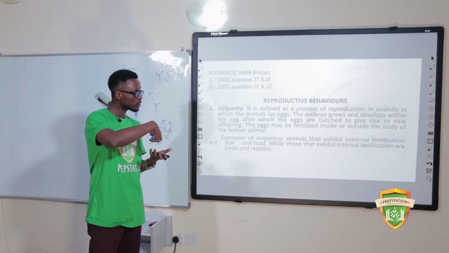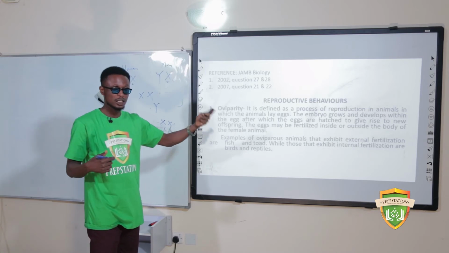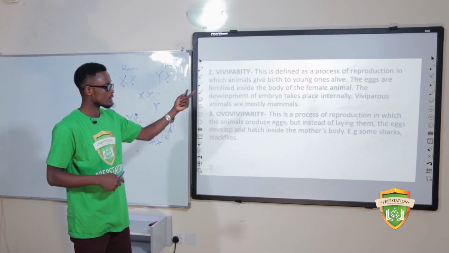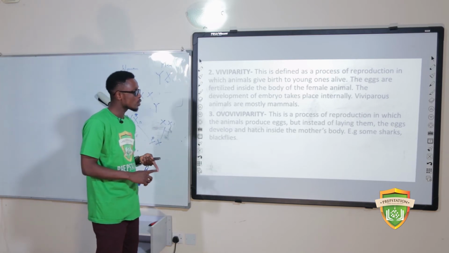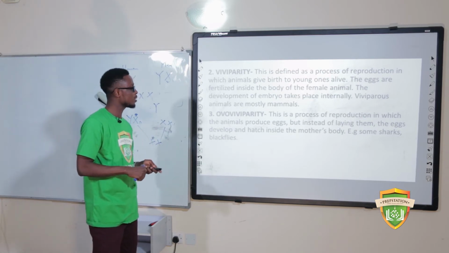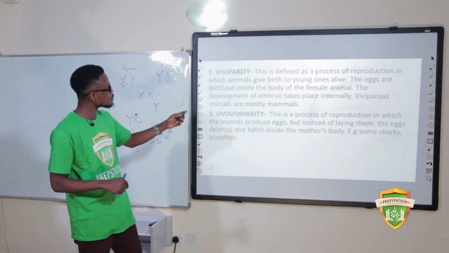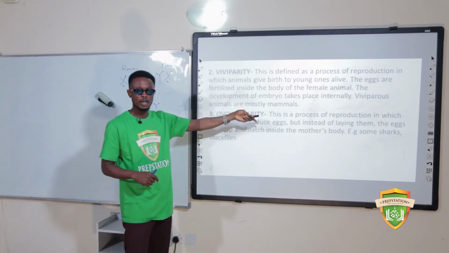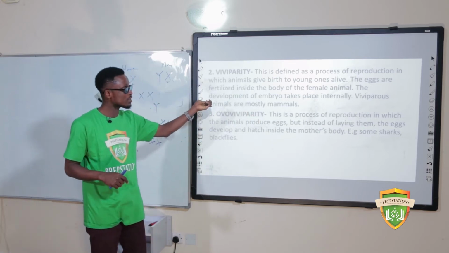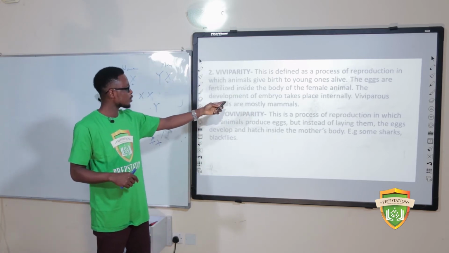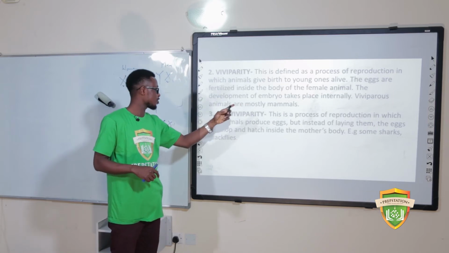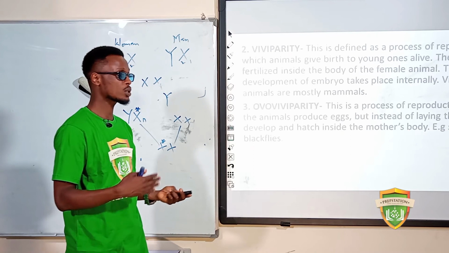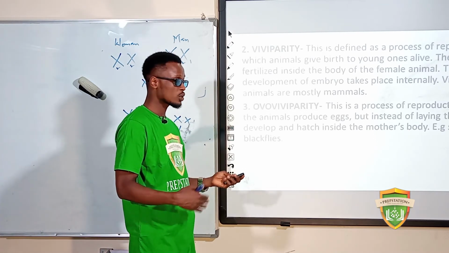As the egg is growing, it is hatched. That's how the embryo develops. While for viviparity, the embryo develops within the body of the female animal. And also fertilization takes place inside the body of the female animal. They give birth to their young ones alive. Oviparity, they lay eggs. The development of embryo takes place internally. The viviparous animals are mostly mammals. Mammals like man, goats, dogs, cattle.